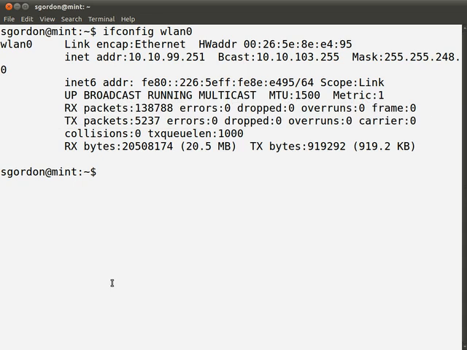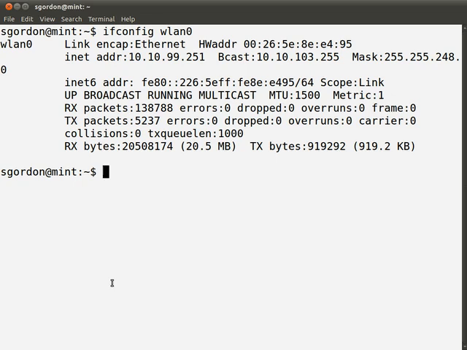Look at my IP address again, 10.10.99.251. But we've said an IP address is 32 bits. It doesn't look like a 32-bit number. The same with our hardware address. Remember, our hardware address is a 48-bit number, but we write it as hexadecimal digits. It's a little bit easier for humans to deal with. We do the same with IP addresses.